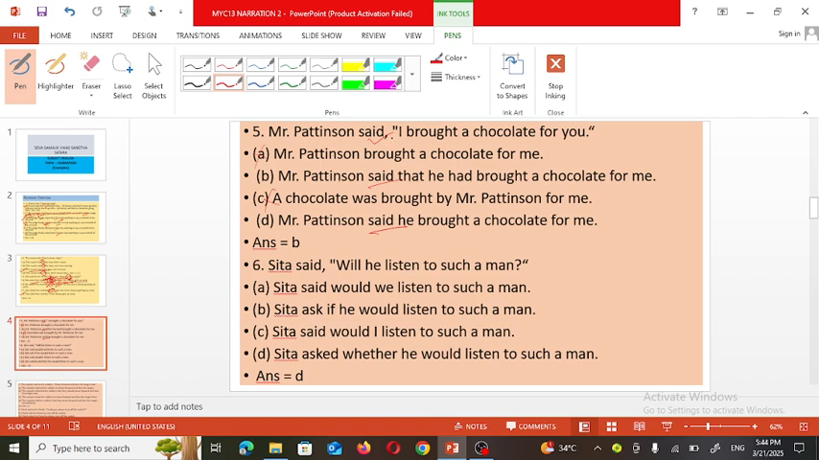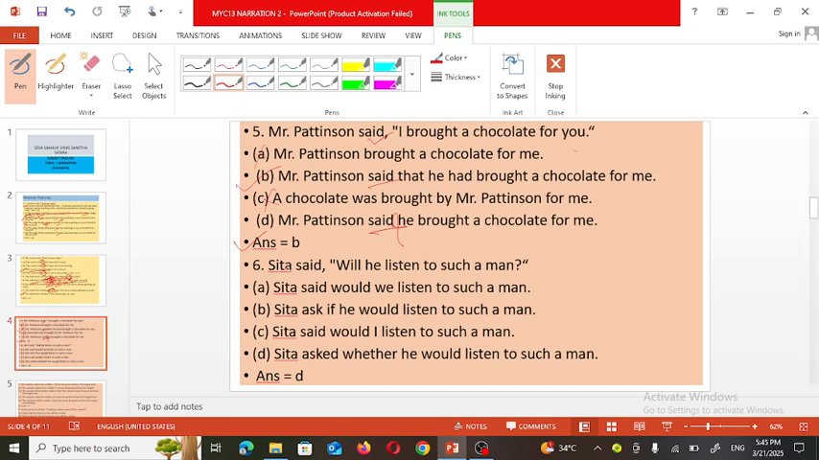After that conjunction, as this is only a dialogue, meaning an assertive sentence, the conjunction that should be used, which is not used over here, and that's why only option B is correct. So Mr. Pattinson said that he had brought a chocolate for me.